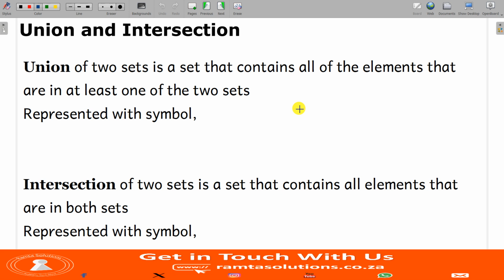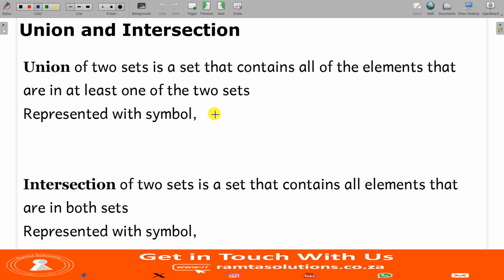Today in our fourth video, we are looking at union and intersection. When we talk of a union of two sets, we are talking about a set that contains all of the elements that are in at least one of the two sets. So a union will contain all elements that are in either of the two events that you're comparing.